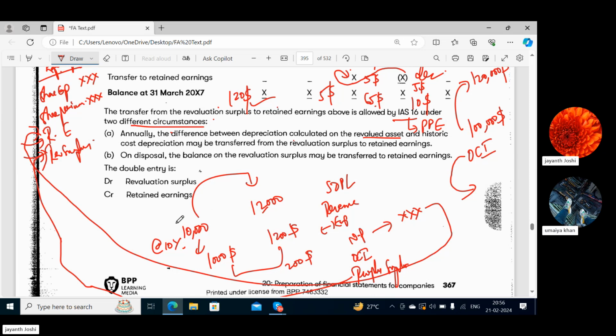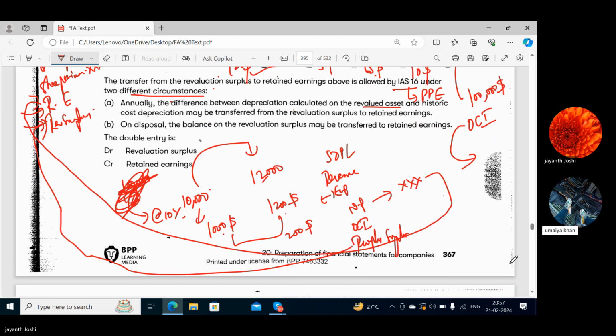See, this is the depreciation of the asset which we are having. Asset value is 10,000 and depreciation is 1,000. And now the asset has been revalued and the value of the asset has increased by 2,000. And now the depreciation is 1,200. So from the previous depreciation, the current depreciation is more by how much? $200. This is called excess depreciation. What is this called? Excess depreciation.